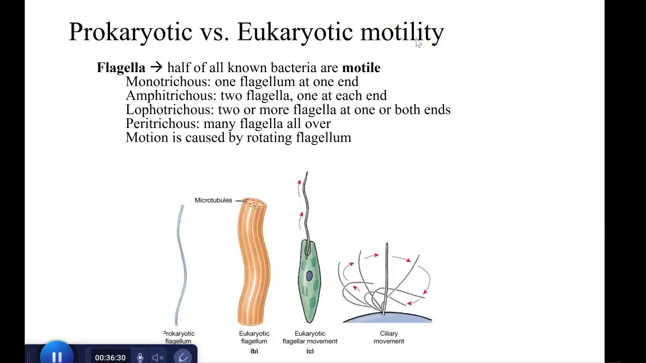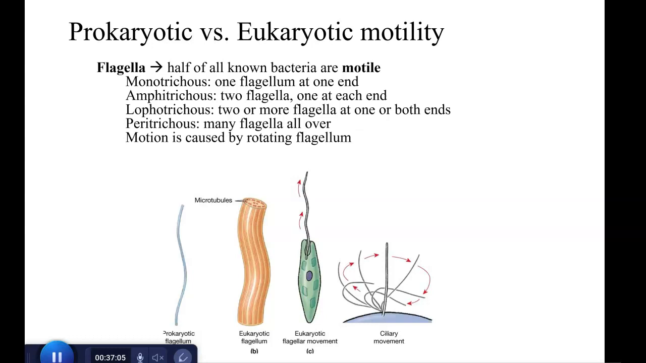Bacteria can also move just like eukaryotic cells do. They can have flagella just like eukaryotic cells can, and a flagella is a tail. Probably about half of bacteria are motile. They can move and they have these flagella. Their arrangement is a little different than eukaryotic flagella. In fact, you can see with the picture how simple they are compared to a complex flagella in a eukaryotic cell. The way that they move is also a little different as well.